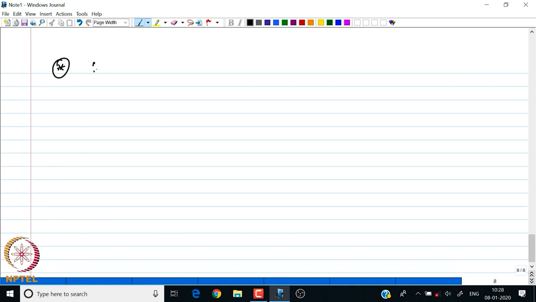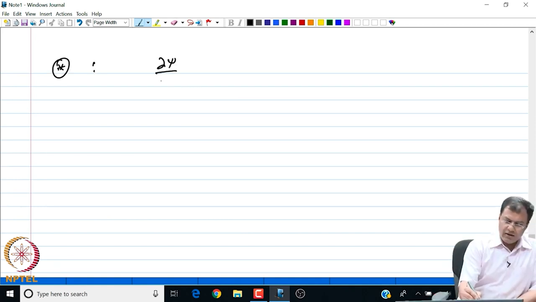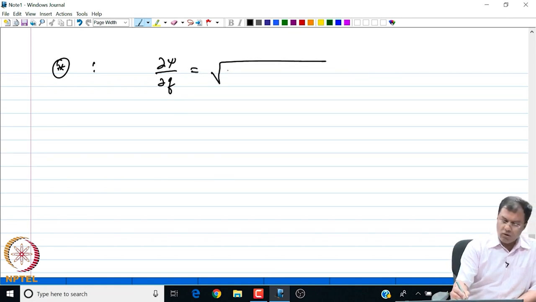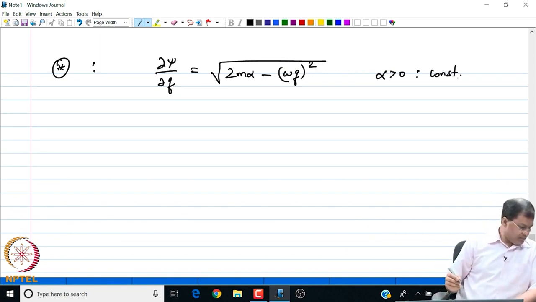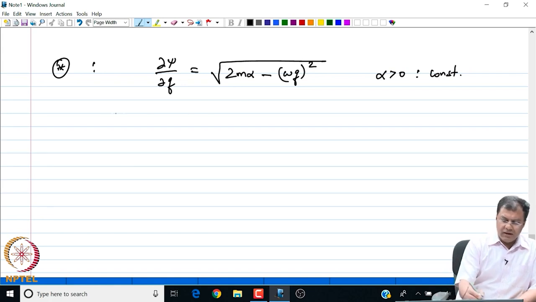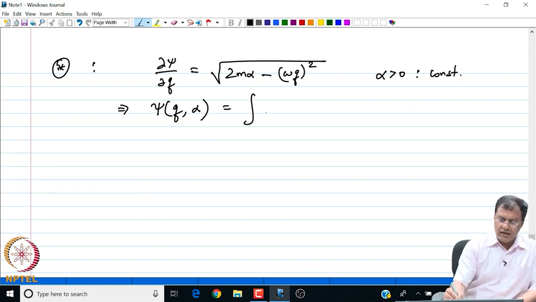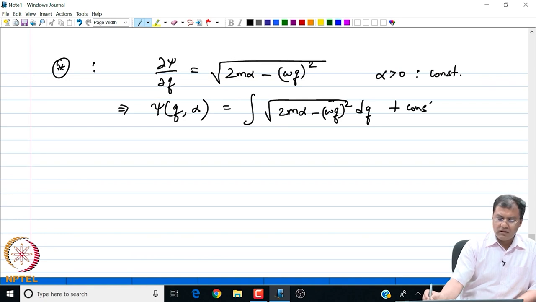So from star I see that the derivative of psi, del psi del q, is square root of 2m alpha minus omega q whole square, where alpha is positive, is a constant, right. And then the next step involves integrating this equation. So psi of q comma alpha, well, it won't be q bar because this is a 1D problem, is the integral of this square root dq plus the constant of integration.